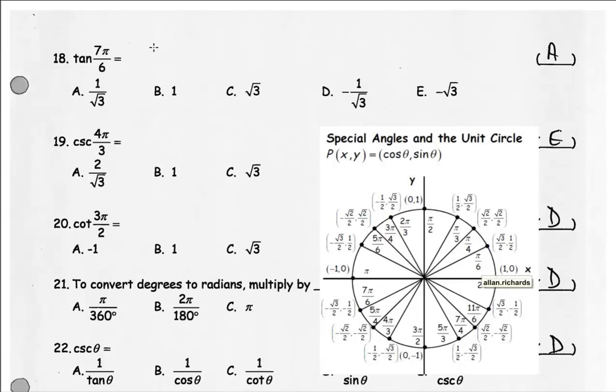Now, to find the tan of pi over 6, the tan isn't explicitly on this, but tan is defined to be sine over cosine. That's one way you can evaluate tan. And so, to find the tan of 7 pi over 6, we would find the sine of 7 pi over 6 and divide by the cosine of 7 pi over 6.